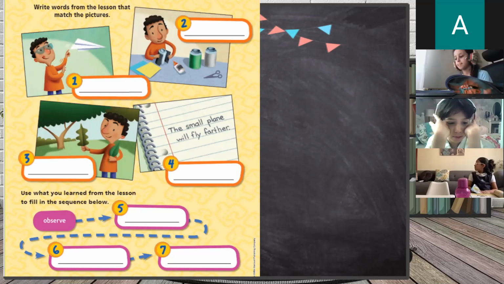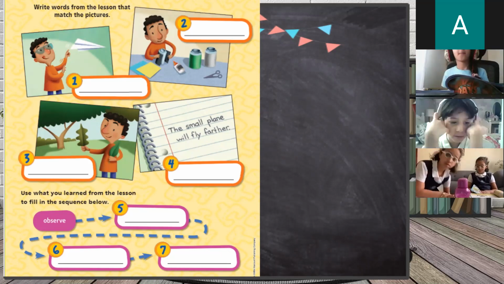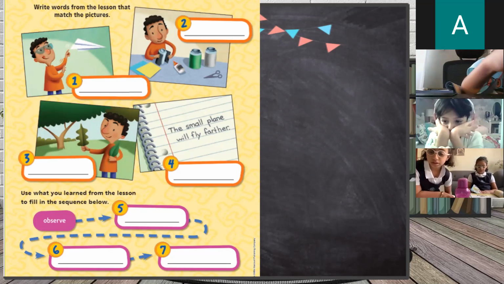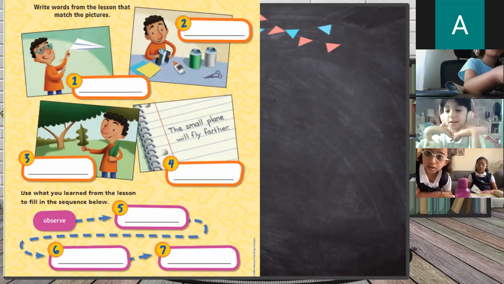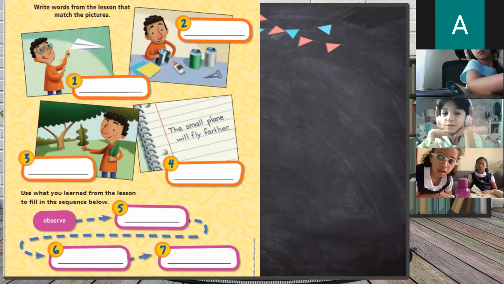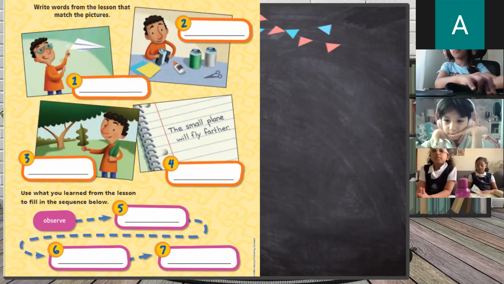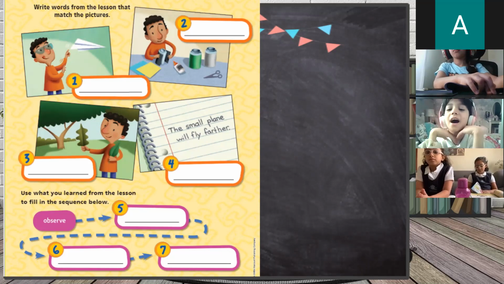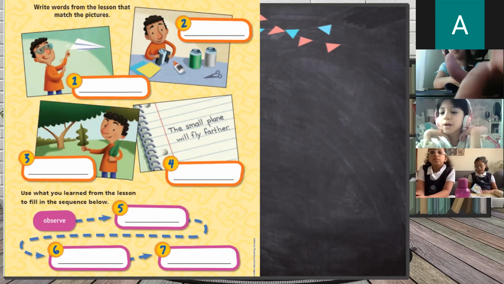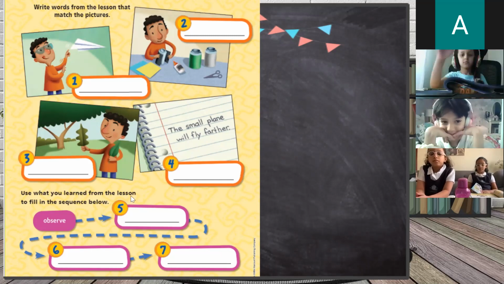Right, you can write the answer here. Yes, you can write the answer. Is he comparing or measuring? What do you think? You don't know how to write? I can write this for her, and she tells me and I do it for her. Oh, you don't know how to write. It's okay.